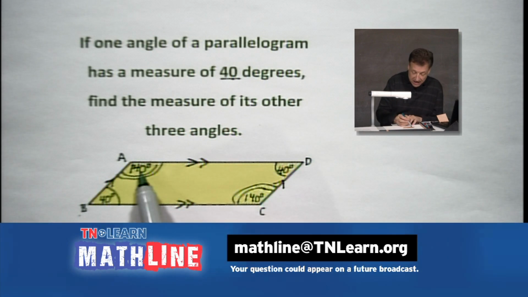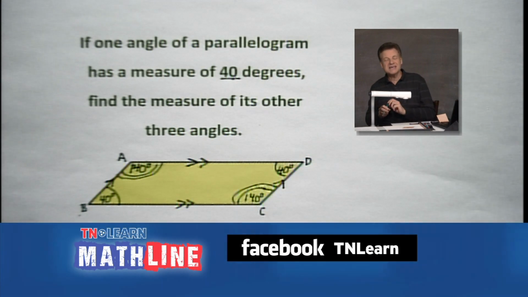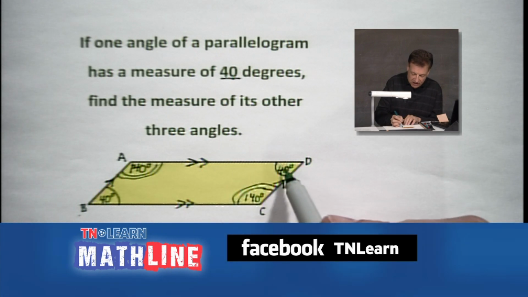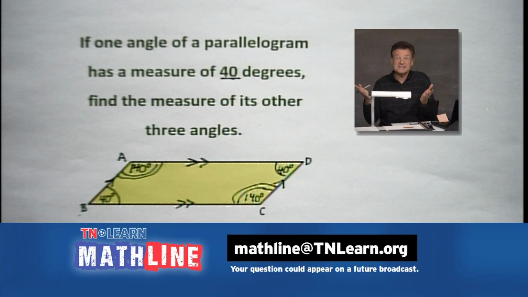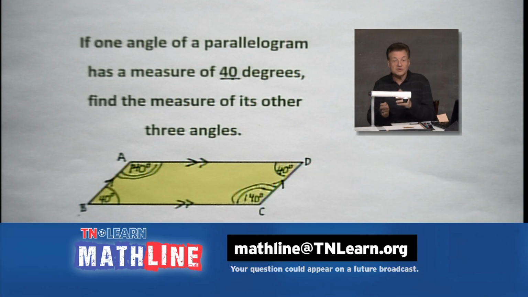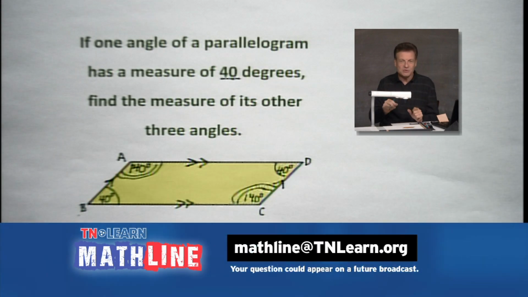While we're at it, more same side interior here: 140 and 40. A lot of times we call those consecutive interior angles of your parallelogram. There they are, and they are supplementary. Sometimes we just call them consecutive angles, because they are inside, obviously. So consecutive angles of a parallelogram are supplementary, opposite angles of a parallelogram are congruent. Everything's either congruent or supplementary. That's the beauty of it.